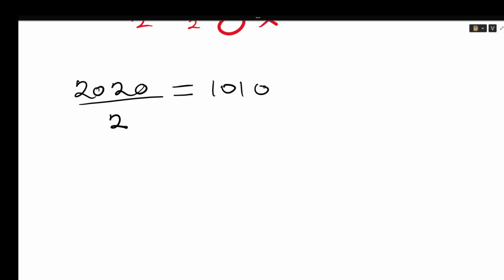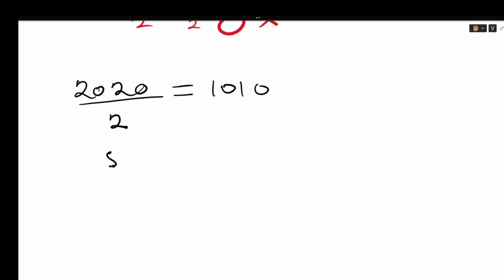I'll just guess a number. In 2020, let's divide 2020 by 2. We could see the answer we get if you are using your calculator is what? 10. No decimal, no remainder. So this 2020 is an even number.